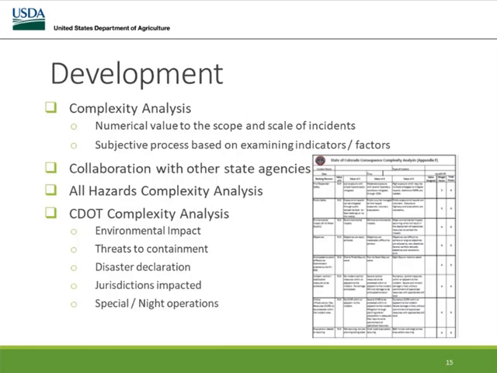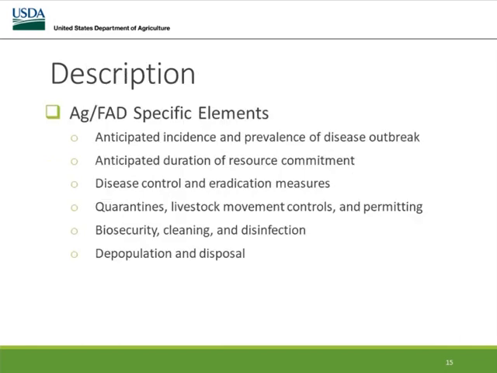Some of the factors they go through in their complexity analysis are environmental impact, threat to containment, and disaster declaration: has one been declared or is it on the way? Is there one jurisdiction impacted or multiple jurisdictions? And are they going to need special or night operations? So they had a lot of different factors that went into their complexity analysis tool. The picture on the screen is just a snapshot of the tool they used, and I'll show you some of what we used. We kind of plagiarized what they did and turned it into an ag-specific complexity analysis.